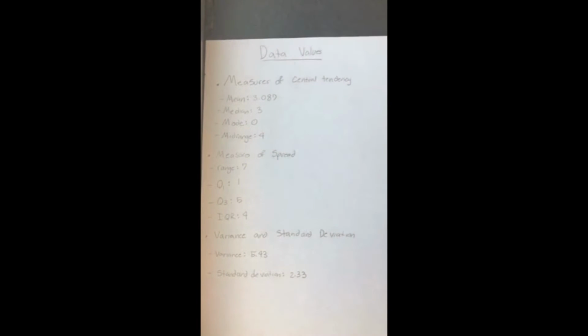For variance and standard deviation, for variance we get 5.43, and for standard deviation we get 2.33. To find standard deviation, basically you have to find the mean and subtract each value from that mean, and then after you're done, you square that value and divide by the amount of values in your data set. And after that, you take the square root of that value. And for variance, you just take the standard deviation and square it.